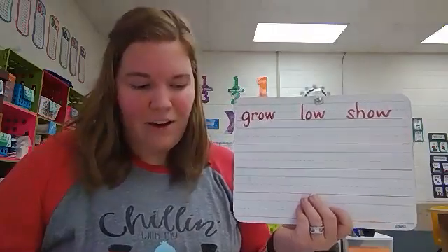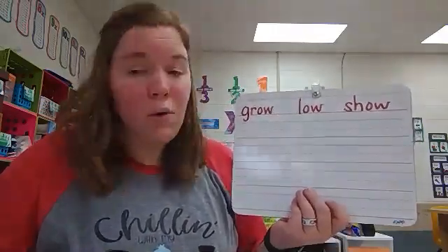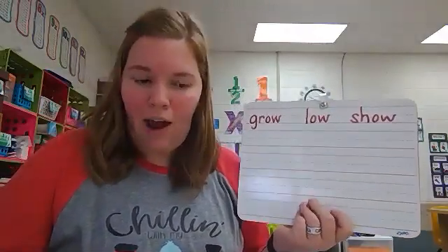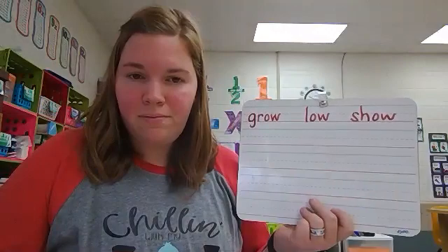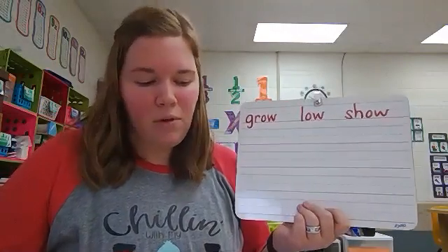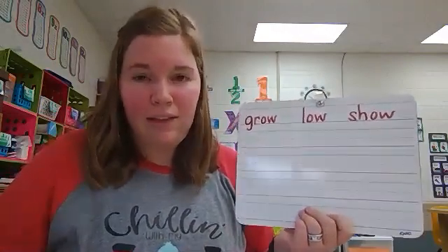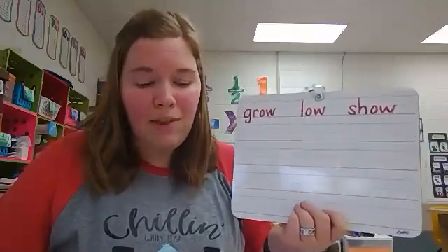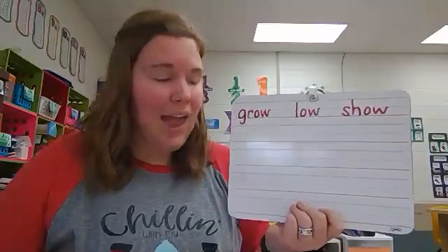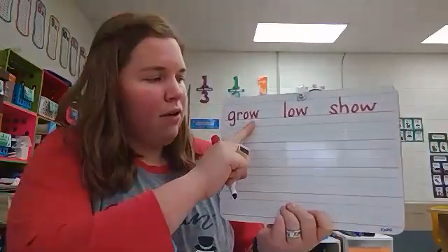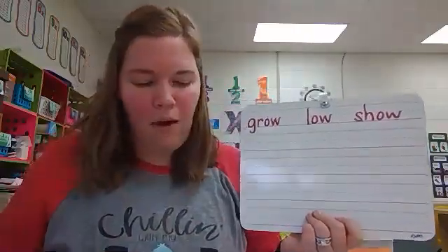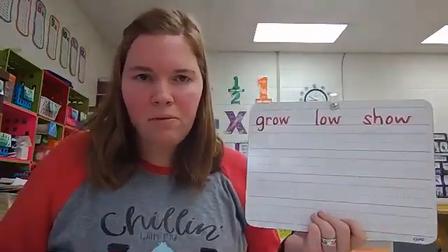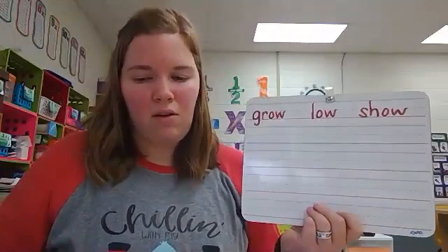A digraph, very good. So is digraph OW a vowel digraph or a consonant digraph? It is a vowel digraph. Even though it contains consonant W, it's a vowel digraph because it makes a vowel sound, and the first letter of digraph OW is a vowel. How do we code digraphs? Do you remember? We underline them.